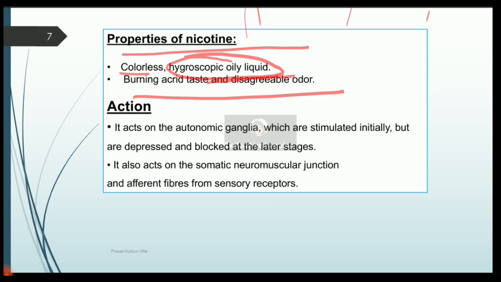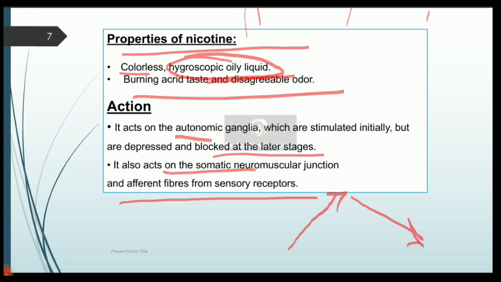Then it acts on autonomic ganglia. It initially stimulates the ganglia, so a person might feel energized, but in the later stages, as time proceeds, it will ultimately block the functioning and the person might feel depressed. So at one point it is a stimulant, then later on it acts as a kind of depressant. It also acts on the somatic neuromuscular junction along with afferent fibers.